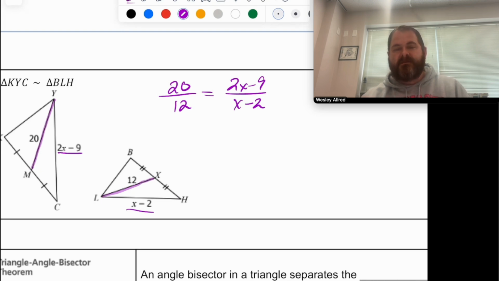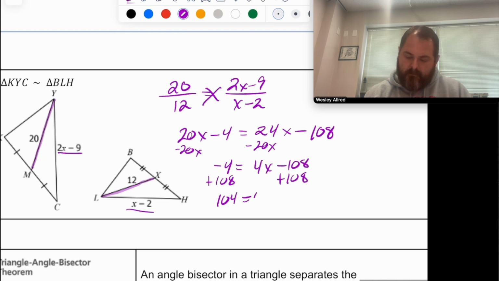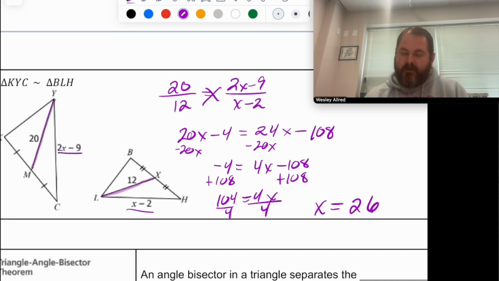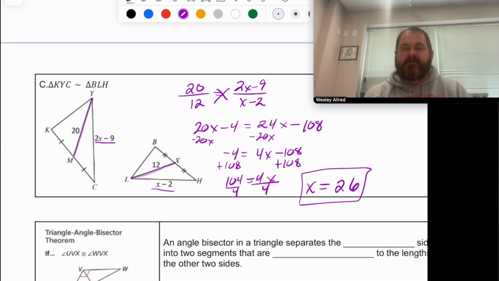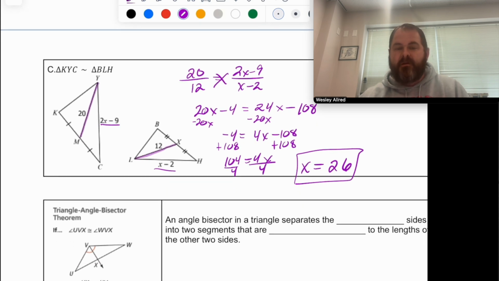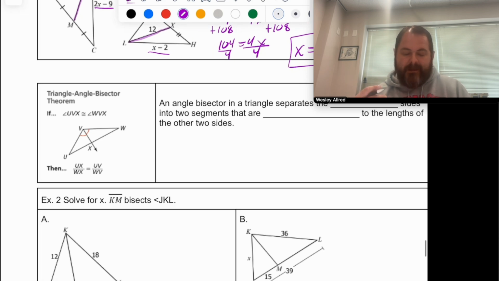All right, now that you've had some time to work this out, hopefully this is the answer that you get. Okay, we should get x is 26. All right, that is all fairly similar to the work that we've already been doing with similar triangles. However, now we're going to take a look at proportion relationships within a single individual triangle.